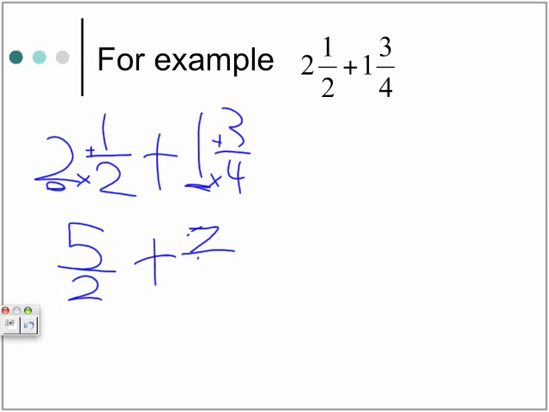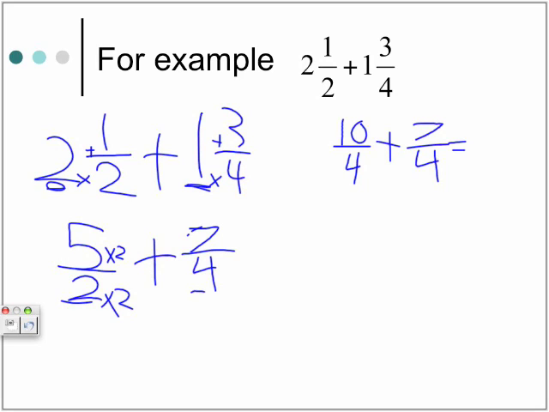7 over 4. Now our second step, we have to make these denominators the same. Whatever we do to the top, we have to do to the bottom. And so to get from 2 to 4, you have to multiply it by 2. So 2 times 2 equals 4. And then, since whatever we do to the bottom, we do to the top, this will also be times 2. So 5 times 2 will equal 10. Now 10 plus 7 will equal 17. I added across because both my denominators were the same. And this is your answer, 17 over 4.